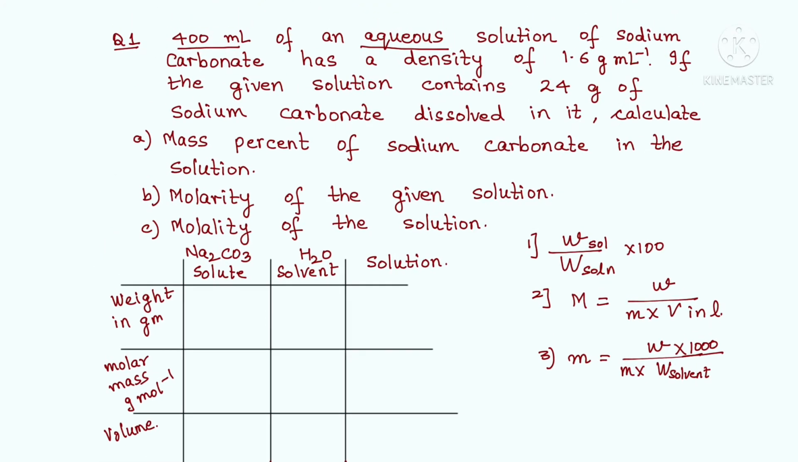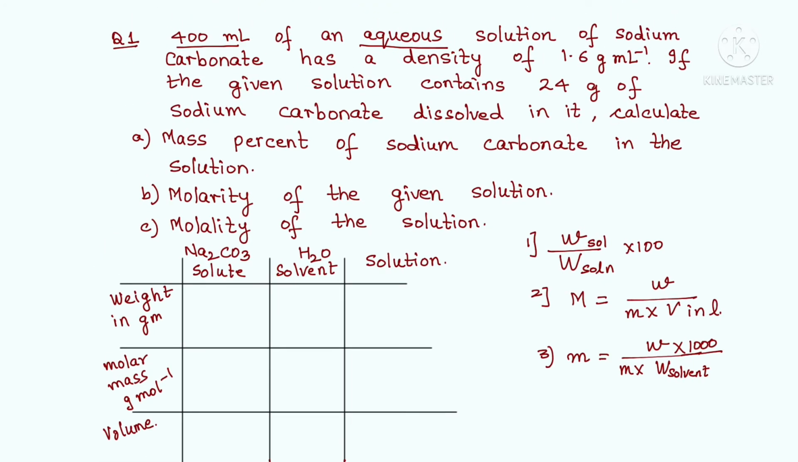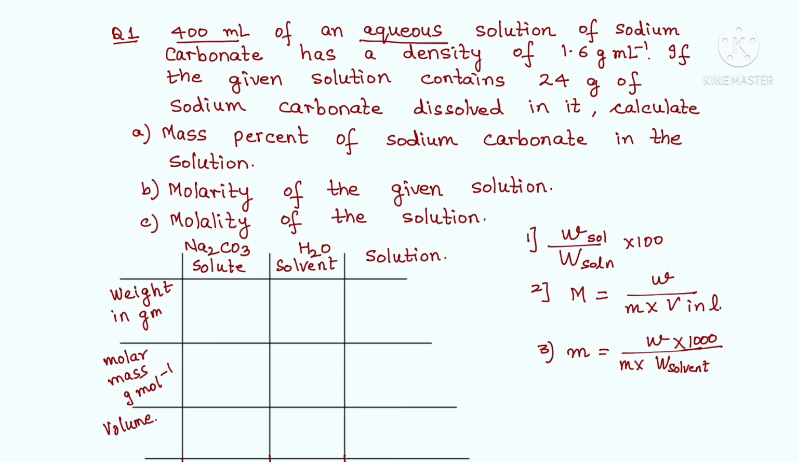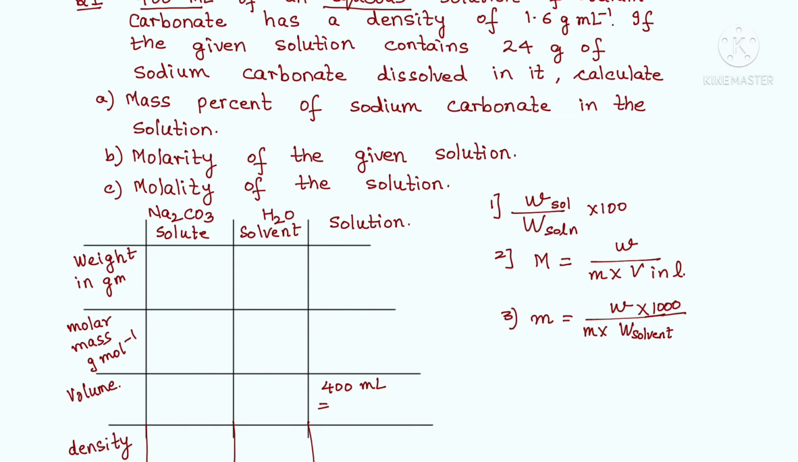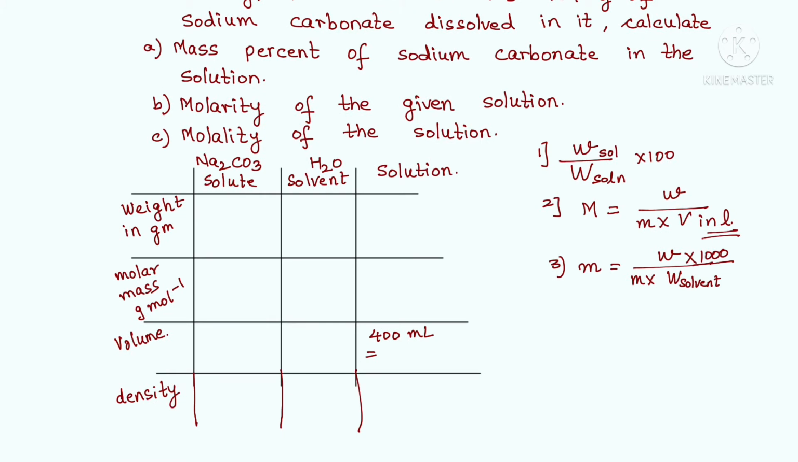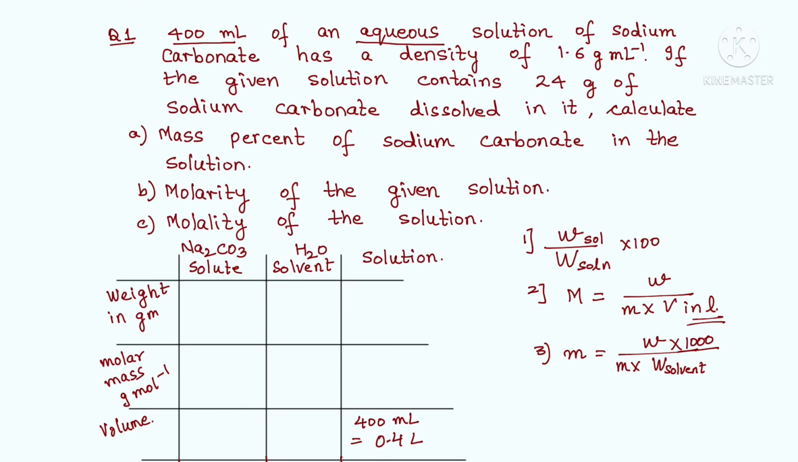Now let's start with whatever is given to us. We've been given that we've got 400 ml of an aqueous solution. So I substitute over here, solution is 400 ml. We know that we have to convert it into liters. Why do we have to convert it into liters? Because for molarity we need it in liters. So this would be divided by 1000 gives me 0.4 liters. That's one thing sorted out. See, I'm changing the units as well.